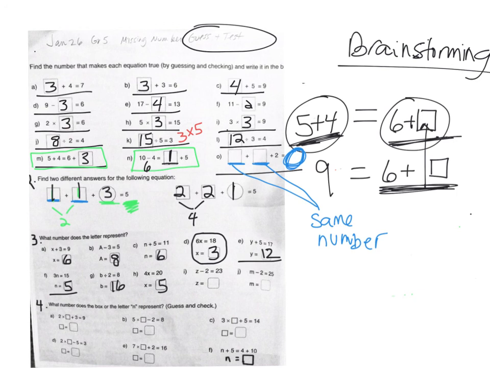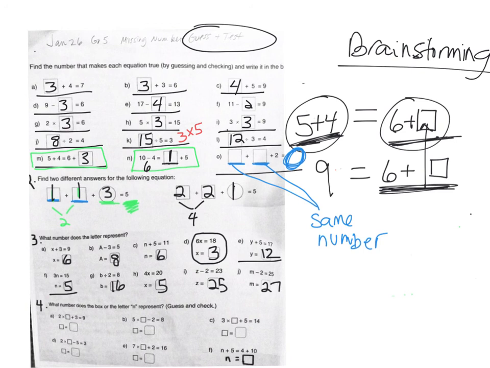I. Z subtract 2 equals 23. So what number is 2 more than 23? The answer is 25. 25 subtract 2 is 23. J. M, an unknown number, subtract 2 equals 25. M must be 27 because 27 subtract 2 is 25.